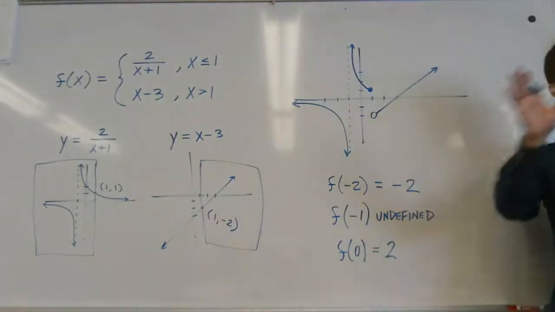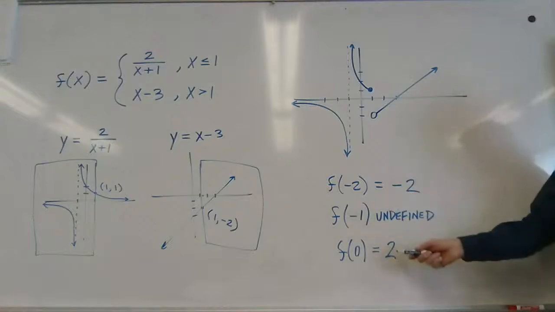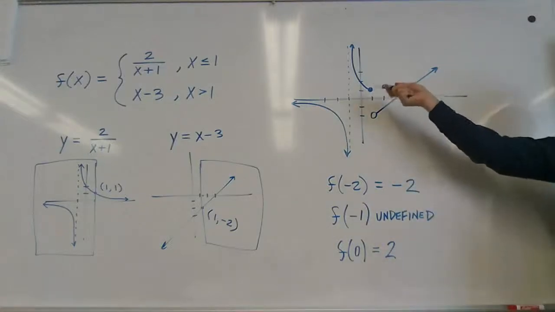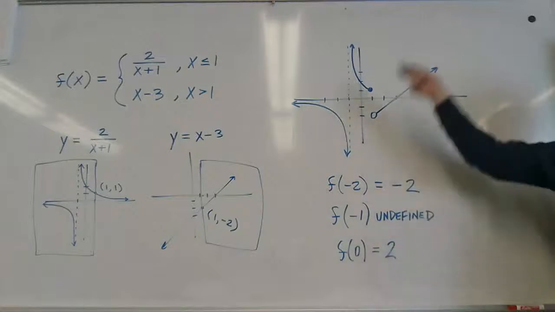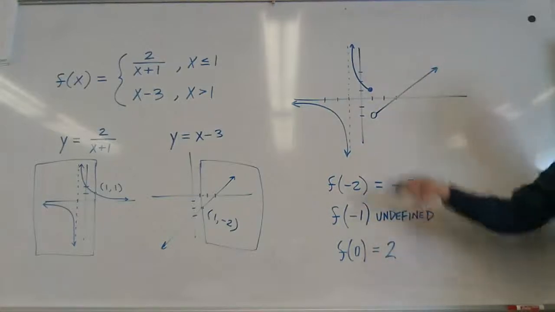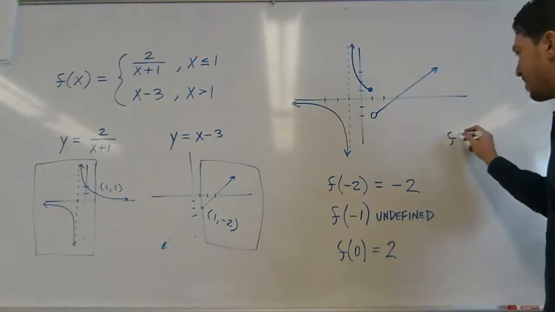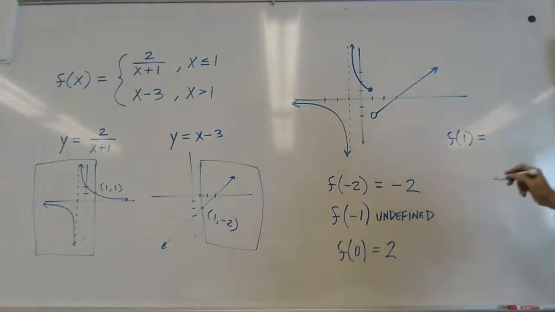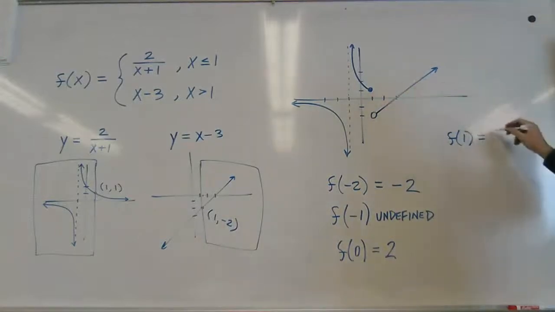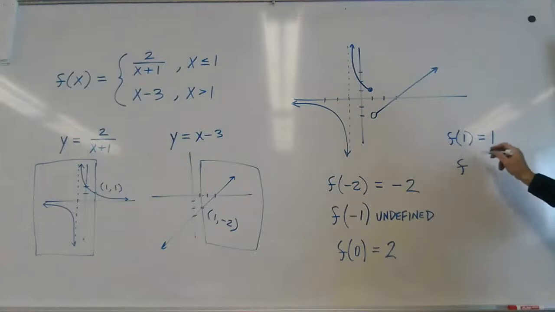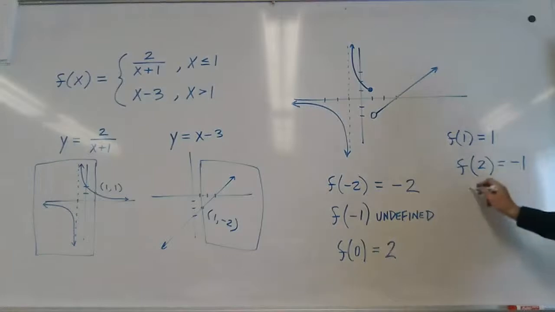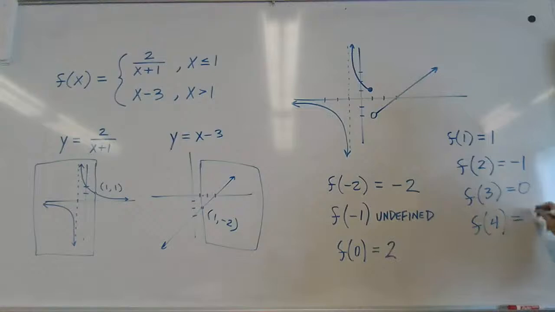And you guys, let's make sure you understand here. Do you see how all of these are showing up on the graph? There's a connection there. If you're not seeing the connection, you're missing something big time. So make sure you understand that connection. How about f of 1? f of 1 would be 1. f of 2? Negative 1. f of 3, 0. f of 4, 1.